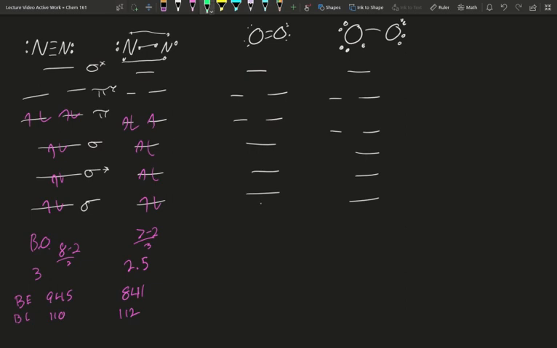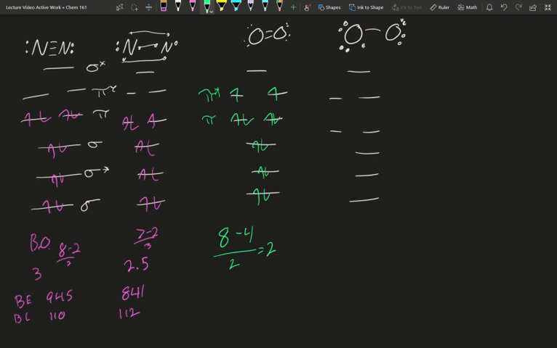If I do this for dioxygen, 1, 2, 3, 4, 5, 6, 7, 8, 9, 10, 11, 12. Well, those are pi antibonding, or pi star, sigma antibonding, sigma star. If I think about my bond order, 2, 4, 6, 8 bonding, and I have 2, 4 antibonding. So 4 divided by 2, bond order of 2.